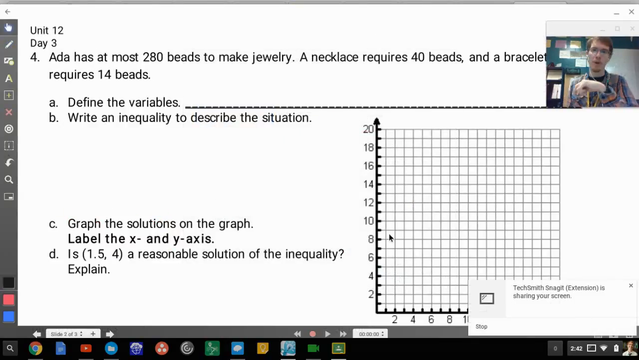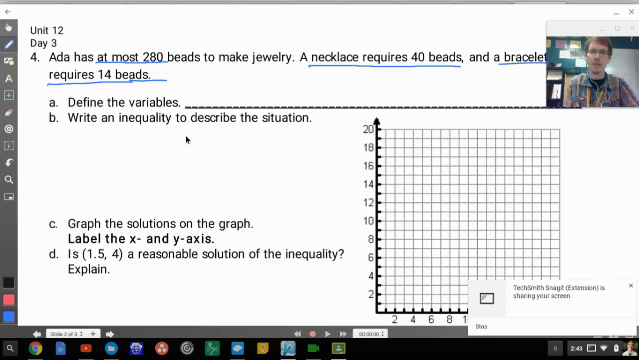Okay, number 4. Ada has at most 280 beads to make jewelry. A necklace requires 40 beads. I feel that's going to be important. A necklace requires 40 beads, and a bracelet requires 14 beads. And this at most 280, that's kind of important too.